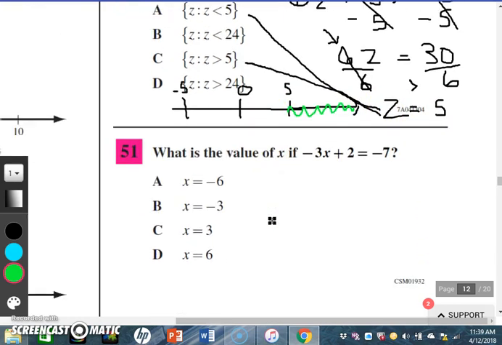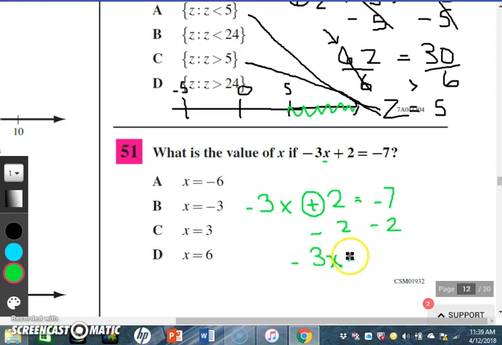Okay? So now we're going to, once again, solve for x. I'll go ahead and rewrite the problem. Negative 3x plus 2. This is probably one of the most important concepts you can know for your 7th grade CASP test, which will be in 1 week. So once again, take a look at this operation. This is a plus. You do the opposite. Take away 2 from both sides. We have negative 3x equals negative 9.